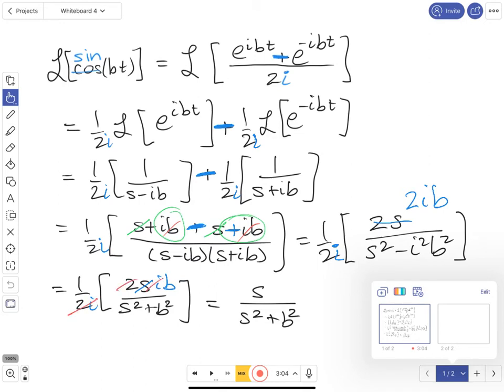And again, that s is no longer there. It's going to be b. So it turns out that the Laplace transform of the sine of bt is just b over s squared plus b squared. And it's, again, really easy to get that Laplace transform for the sine function off of the cosine function.